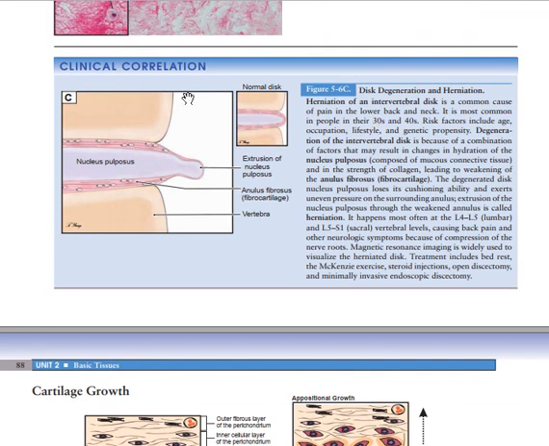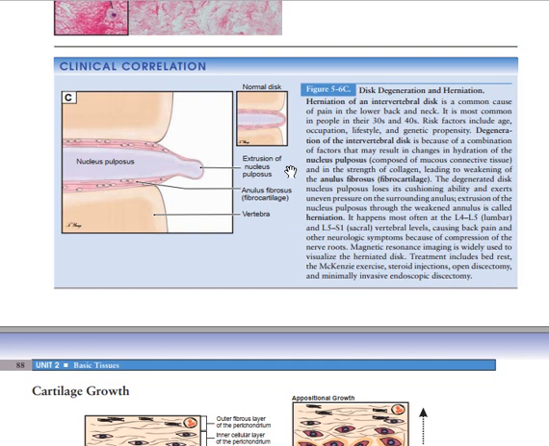Now, the clinical correlation is disc degeneration and herniation. Herniation of the intervertebral disc is a common cause of pain. So what is herniation? Herniation is defined as a protrusion of the nucleus pulposus. You need to know that the intervertebral disc is divided into two parts: the annulus fibrosus and the nucleus pulposus. The annulus fibrosus is made up of fibrocartilage, and the nucleus pulposus is made up of a jelly-like matrix. The nucleus pulposus is a mucous connective tissue. As you have seen in connective tissue, mucous connective tissue contains jelly-like mucin.